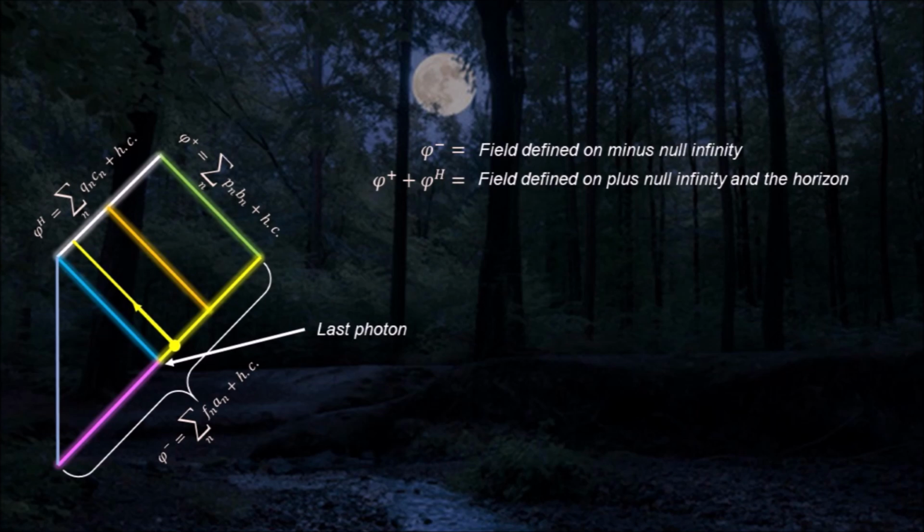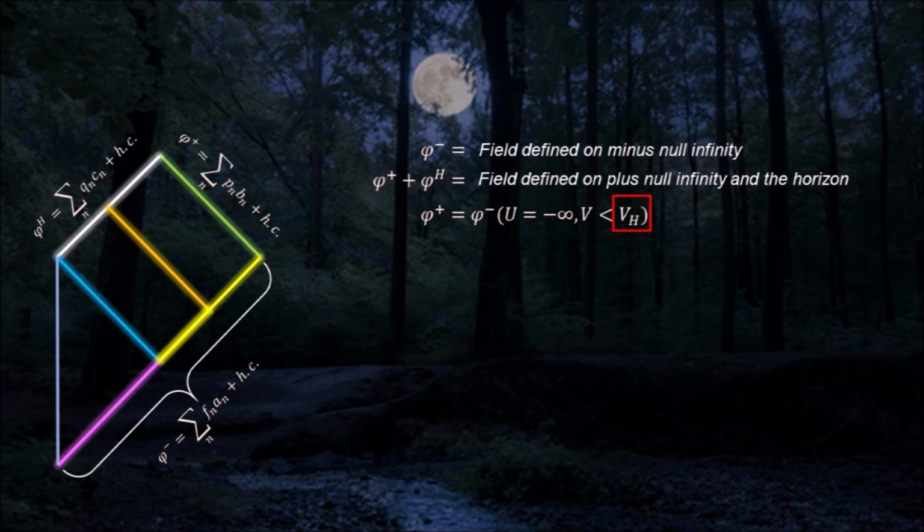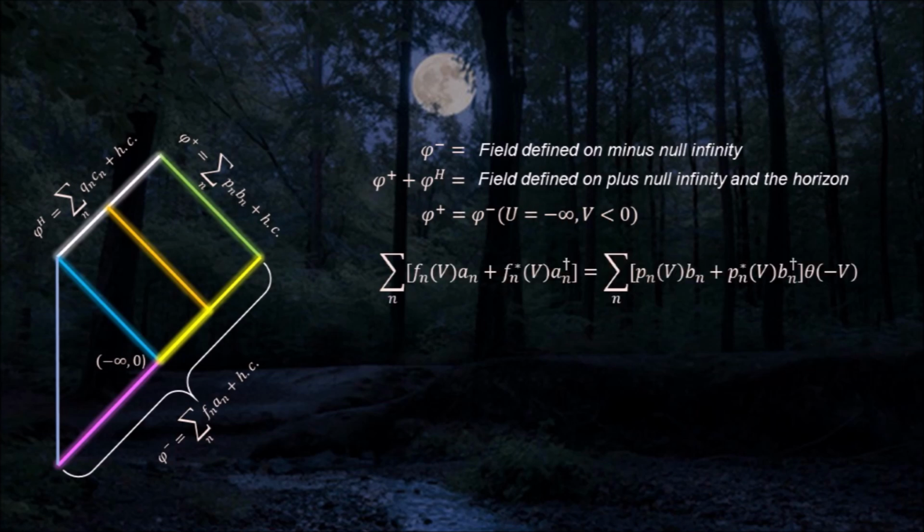Now, as we did before, we can relate the p basis to the f basis. V sub h here denotes the value of v for the last photon. Recall that its value is 0. In Hawking's paper and many other sources, people don't bother assigning values, to keep things general, I guess, but here we will set it to 0. So explicitly, the relationship between phi minus and phi plus is... Again, I have suppressed the u equals minus infinity bit.